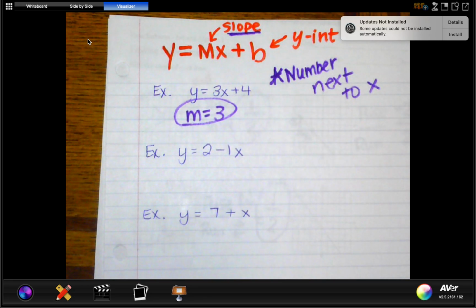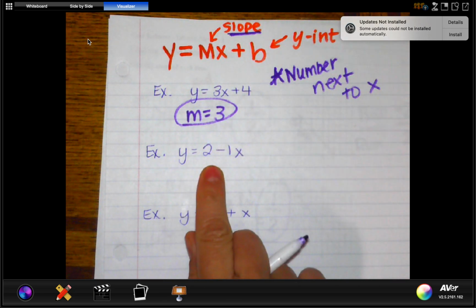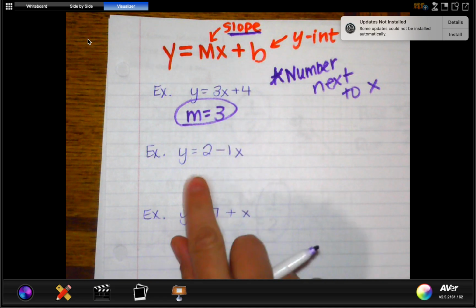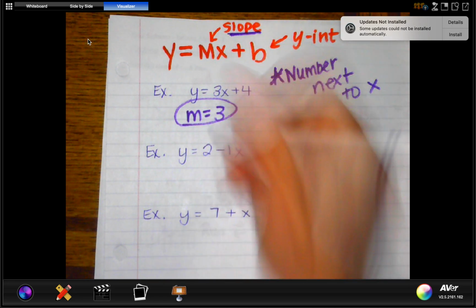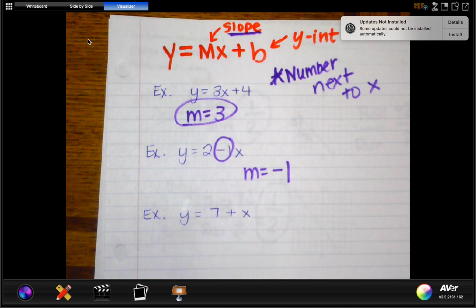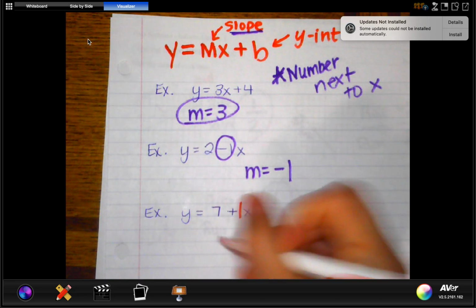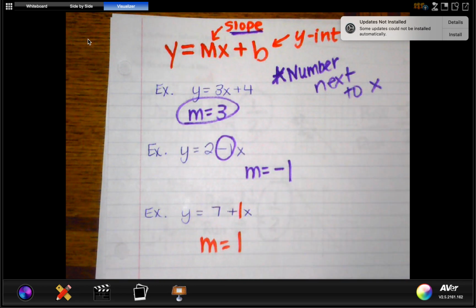Now, it does get a little more complicated. The second example I did, let's take a look. Yes, it's in y equals, but my number next to x is not 2. It is -1. So my m, my slope, is -1. And last but not least, so that you're not confused, again, we're in y equals, and I have a 7 and then a plus x. Do not forget, we talked about this in class, there's a hidden 1 next to the x. So your slope, your m, is 1. And that's how we do this last assignment.